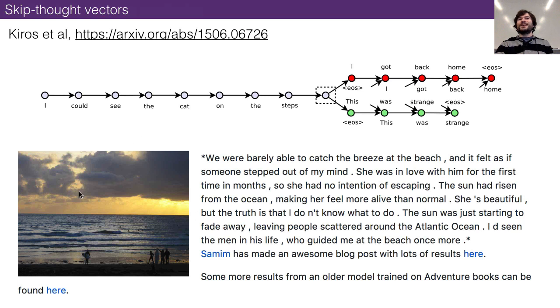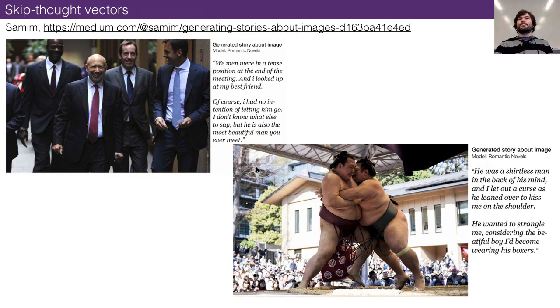So basically, it takes an image of like a beach and it goes, "We were barely able to catch the breeze at the beach and it felt as if someone stepped out of my mind." So that's kind of a neat thing about these, that you condition them according to some corpus of text that you find interesting. Samim Wernigar did some work with these, basically writing poems about random pictures, you know, of sumo wrestlers and politicians and stuff like that.